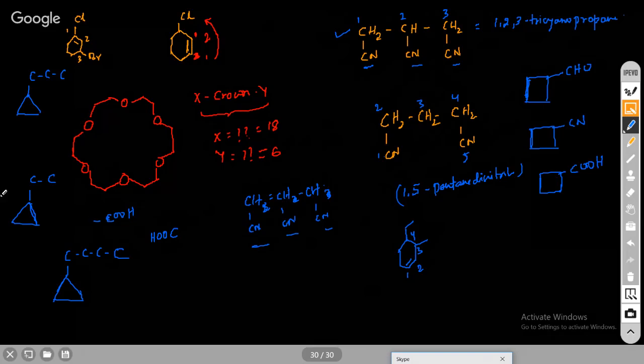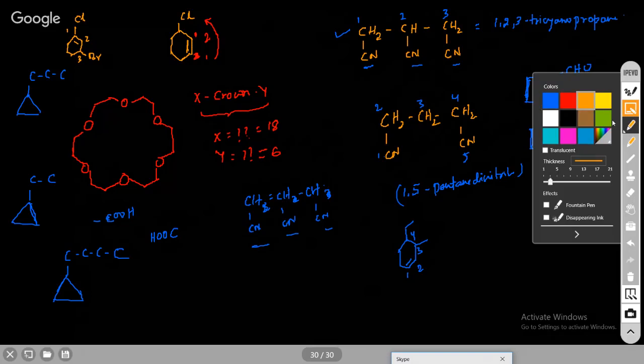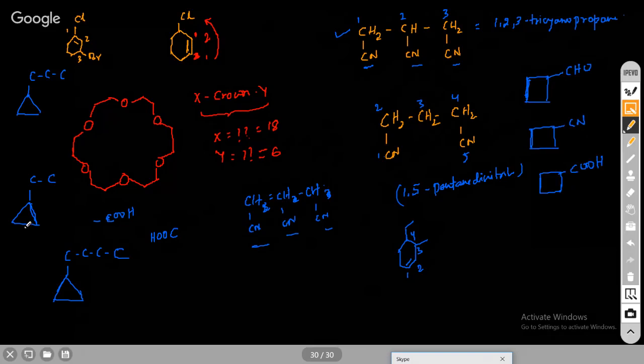Ethyl cyclopropane. Ethyl cyclopropane. This one. Cyclopropyl propane. Okay. And what about this one? Cyclopropyl butane. Okay. First of all, you see this one is correct.